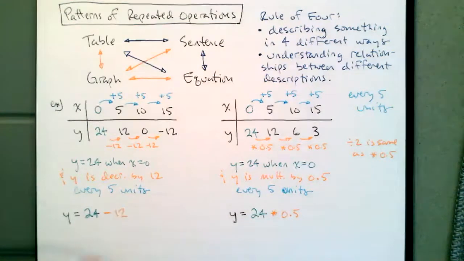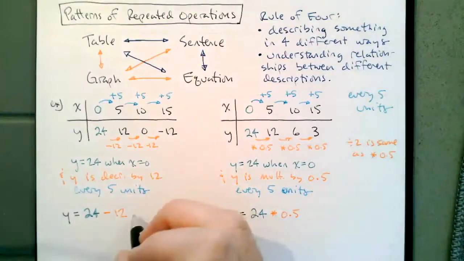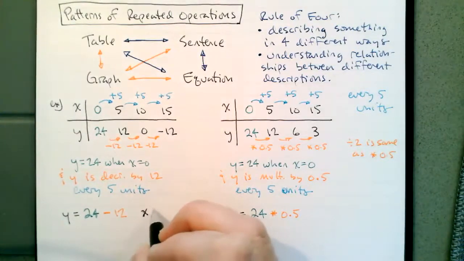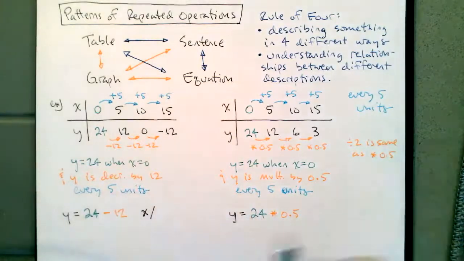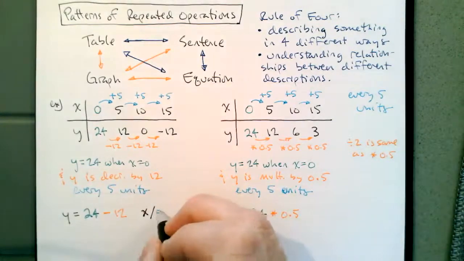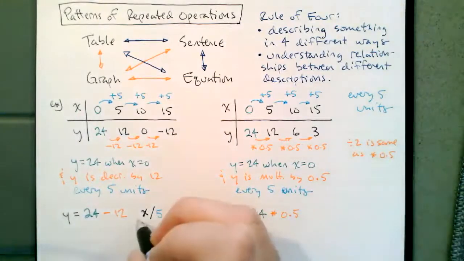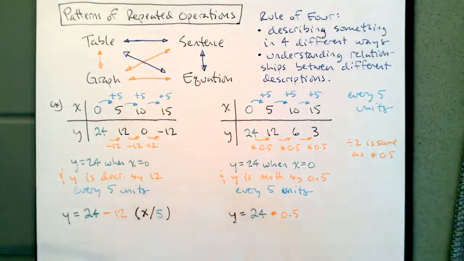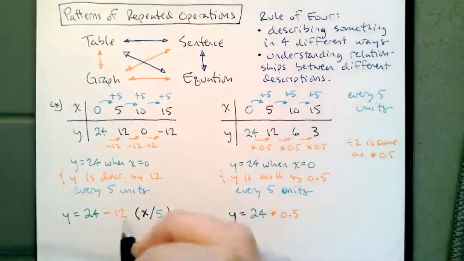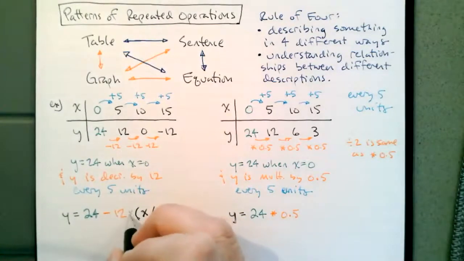On the left side, we're going to subtract 12 a bunch of times, but specifically every 5 units. So to say every 5 units, we don't say 12 times just x. We say 12 times x divided by the step size. And we put that in parentheses. And repeated addition is multiplication.